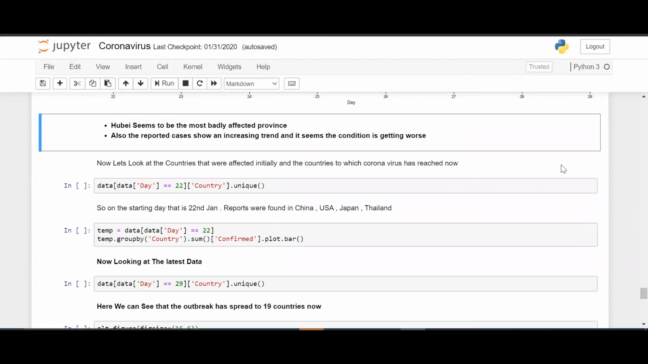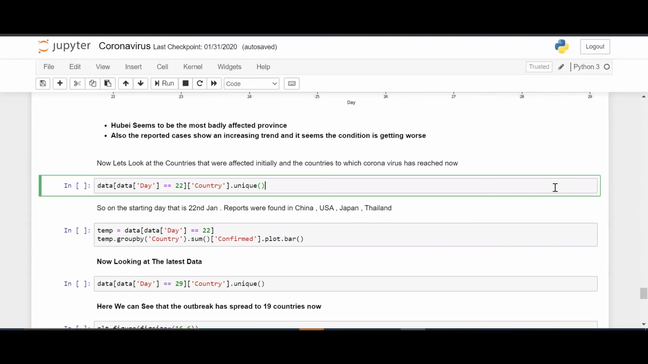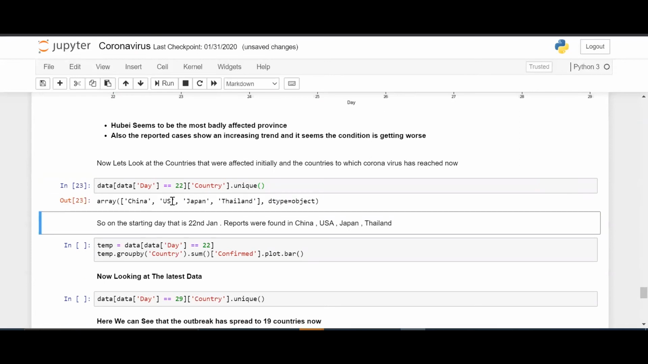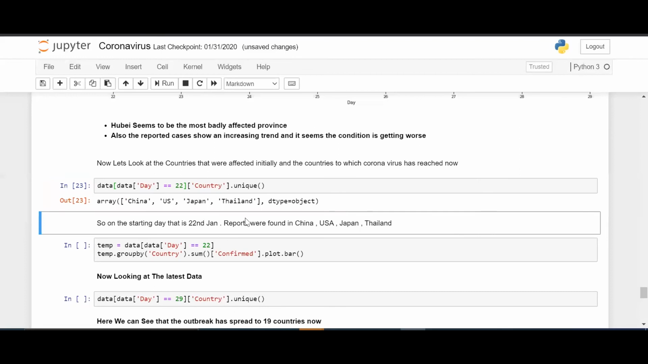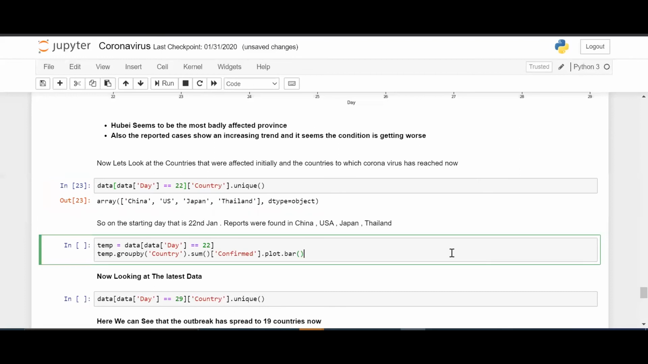So let us have a good look at the countries that were affected initially and the countries to which the coronavirus has spread now. Okay, so let's group by day 22 with unique country. So on day 22, the countries that have been affected are China, United States, Japan, and Thailand. So let's keep the starting day as 22nd January. Right, reports were found in China, USA, Japan, and Thailand.